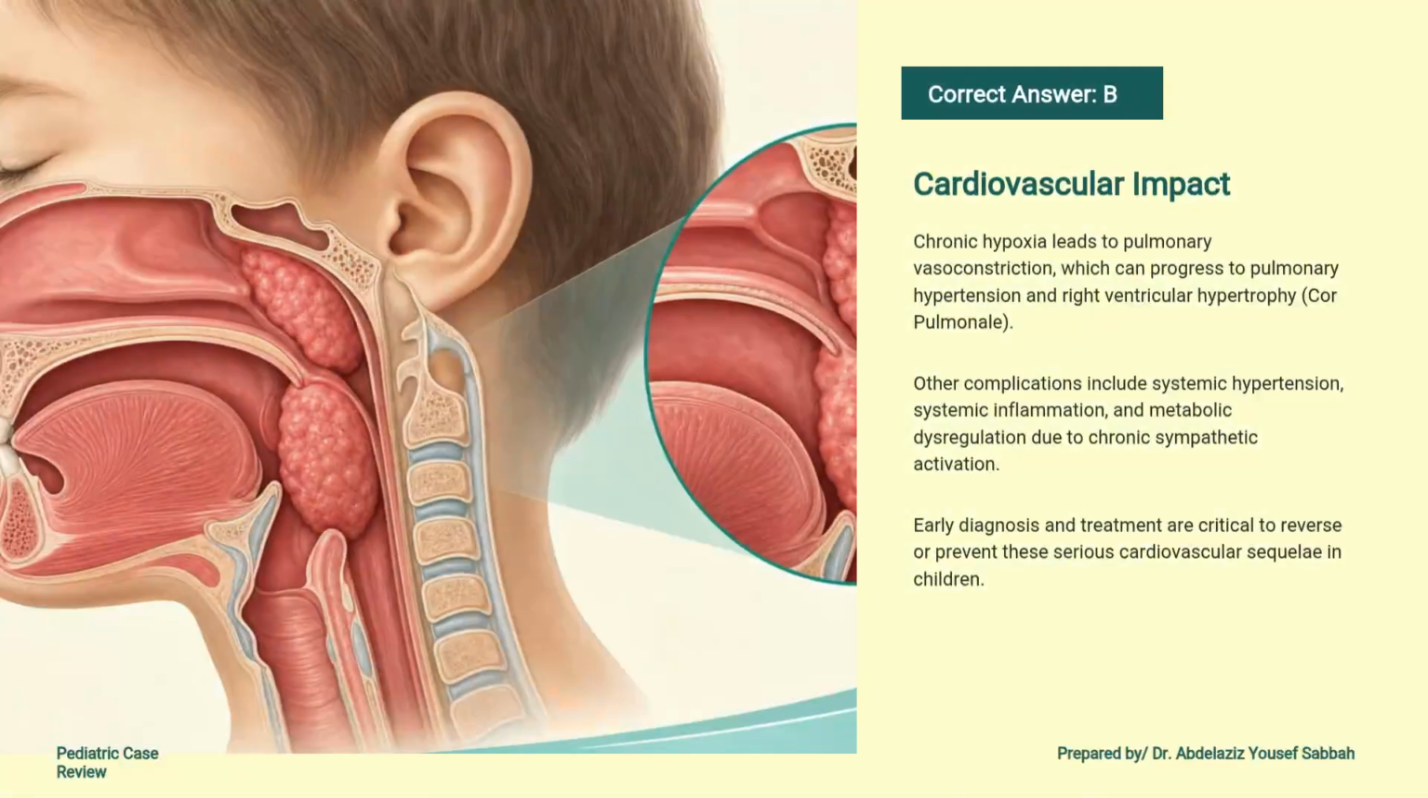The correct answer is option B, pulmonary hypertension and cor pulmonale. Chronic intermittent hypoxia causes pulmonary vasoconstriction, which over time leads to pulmonary hypertension and eventually right ventricular hypertrophy, known as cor pulmonale. Other well-recognized consequences of chronic, untreated obstructive sleep apnea in children include systemic hypertension, systemic inflammation, insulin resistance, and metabolic dysregulation, all driven by chronic sympathetic activation and oxidative stress.